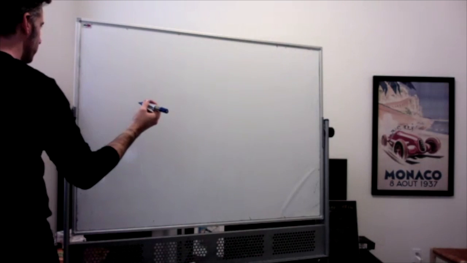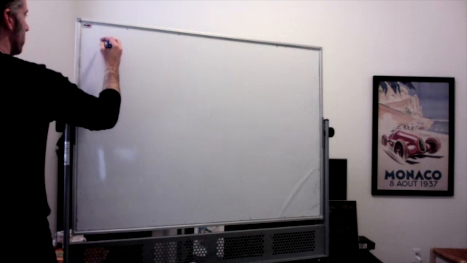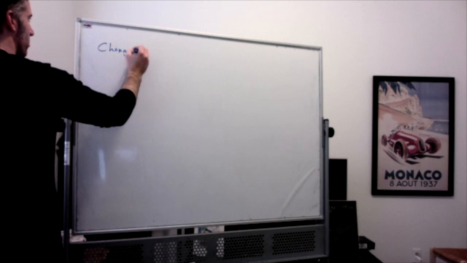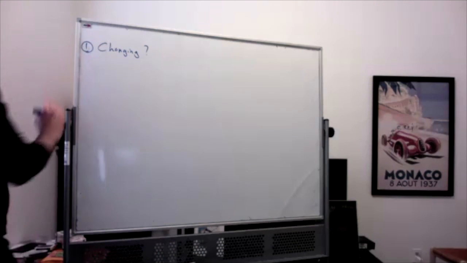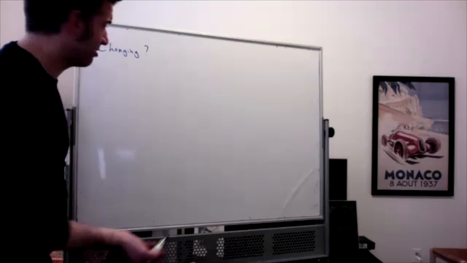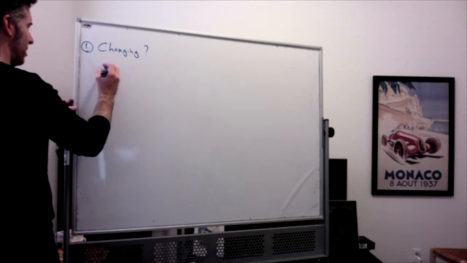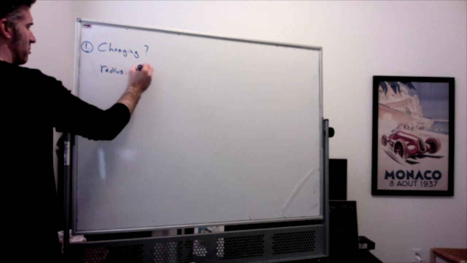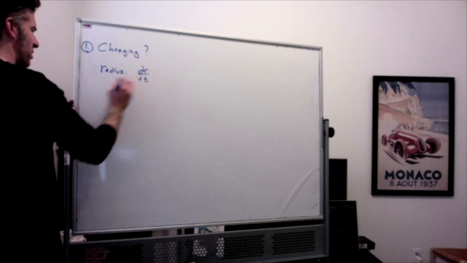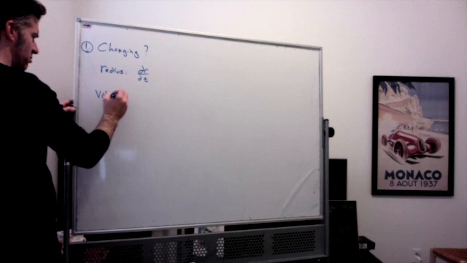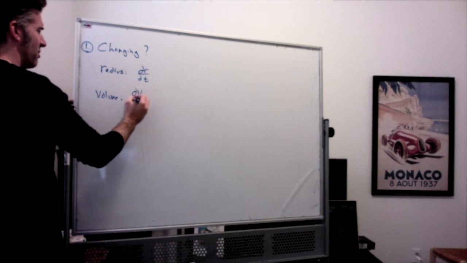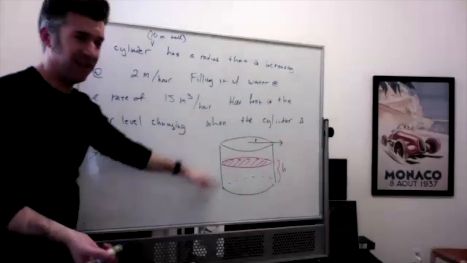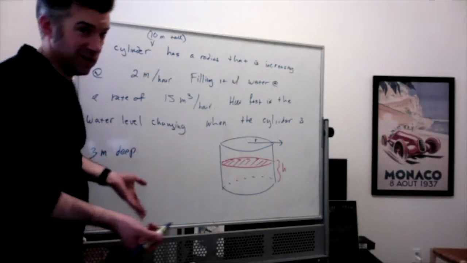So, what's changing? Pretty much everything, right? The radius is definitely changing. The volume is definitely changing. And although the height of the cylinder isn't changing, the height of the water is changing. So the height is also something that's changing.